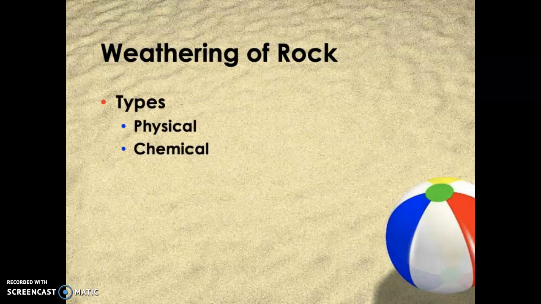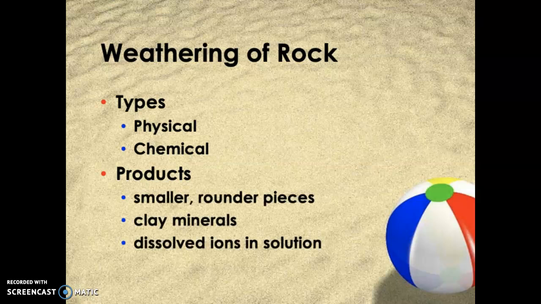Those are the two types of weathering that we have. Weathering ultimately produces smaller and rounder pieces of rock. It produces a set of minerals that we call clay minerals, and it produces dissolved ions in solution.